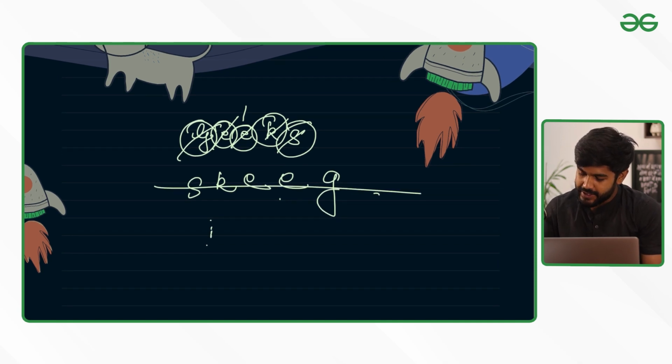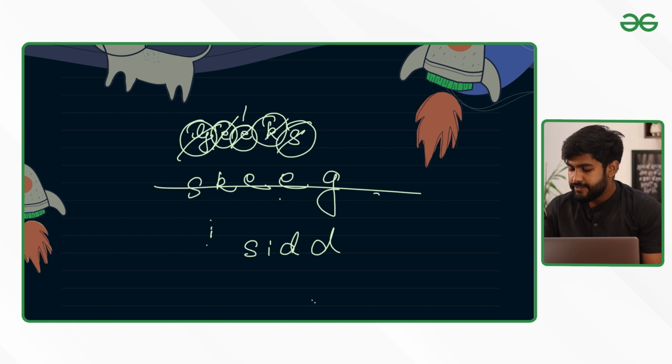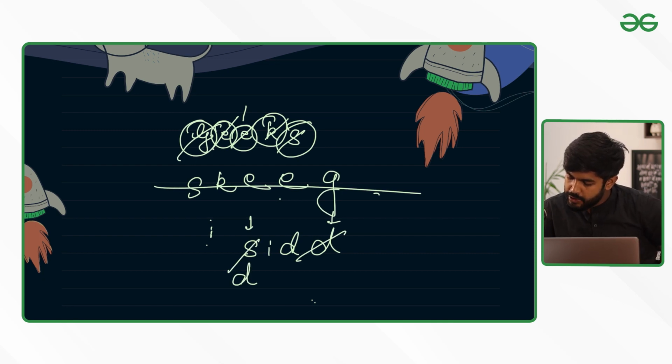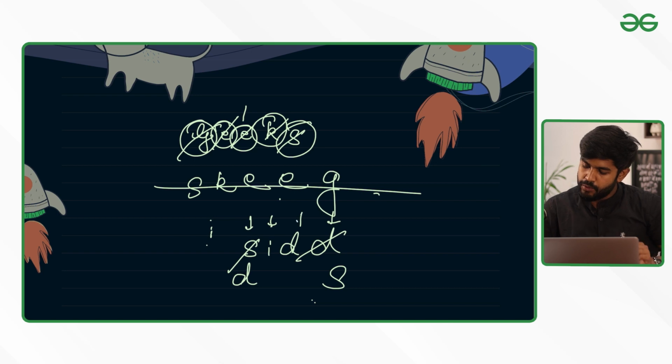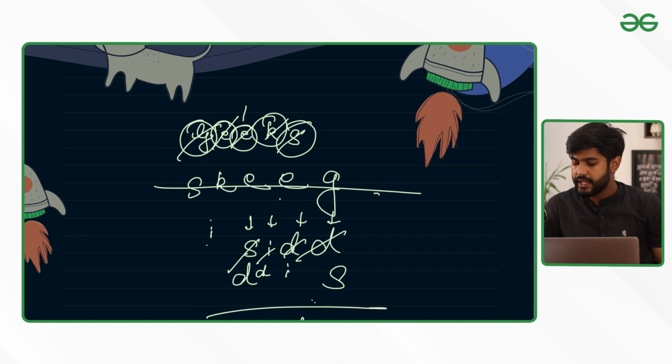So we would have 2 pointers. So let's say we have something like Siddharth, okay, SID itself, or SIDD, okay. So we would have 2 pointers at this point and this point. Then we would swap the values. So S would become D, D would become S. Then they both would come close. Then this would be D itself and this would be I itself. So this would become DDIS.